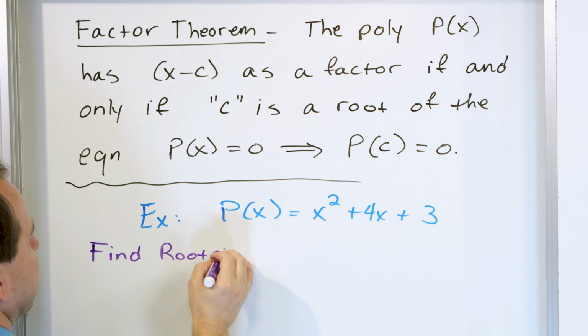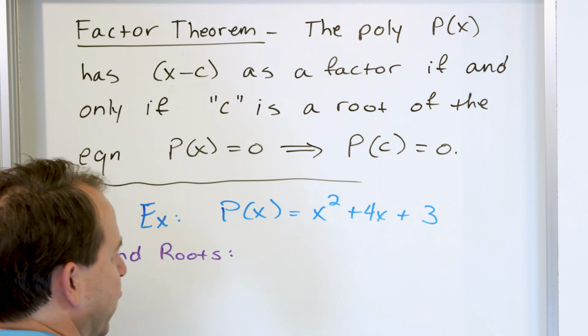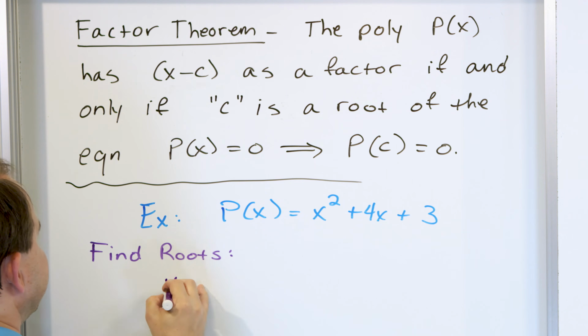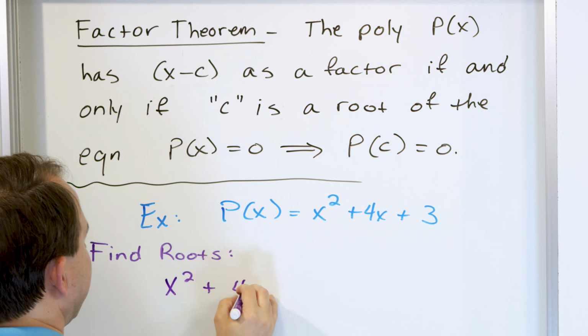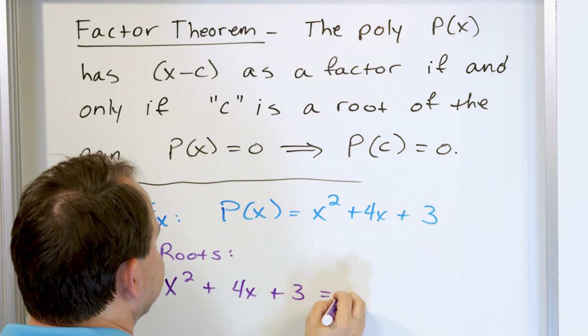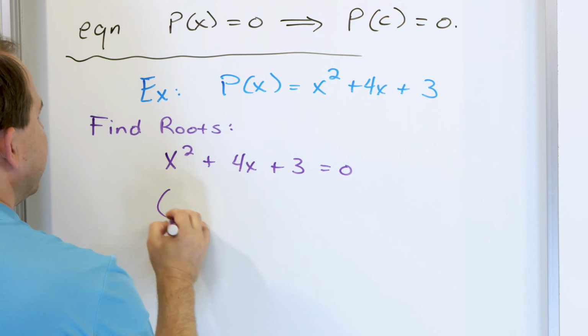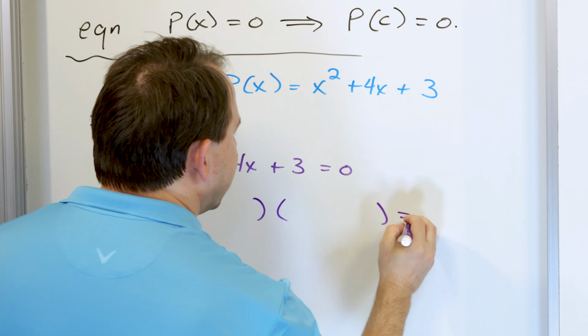How do we typically do it? Well, you can use the quadratic formula if you want, but we always try to factor this thing if we can. So we're going to say x squared plus 4x plus 3 equals 0. That's what it means to find the roots. You set the polynomial equal to 0. Then we do our little binomial thing that we always do.